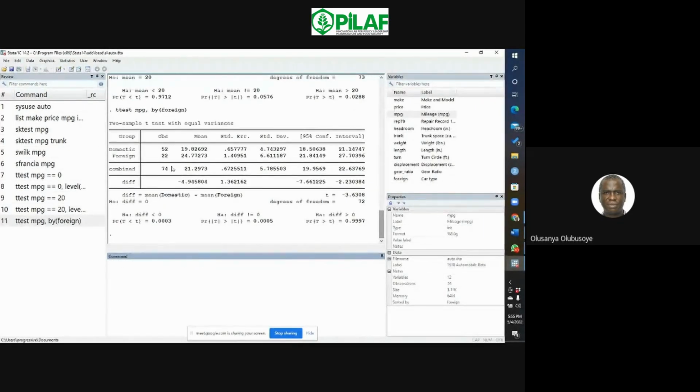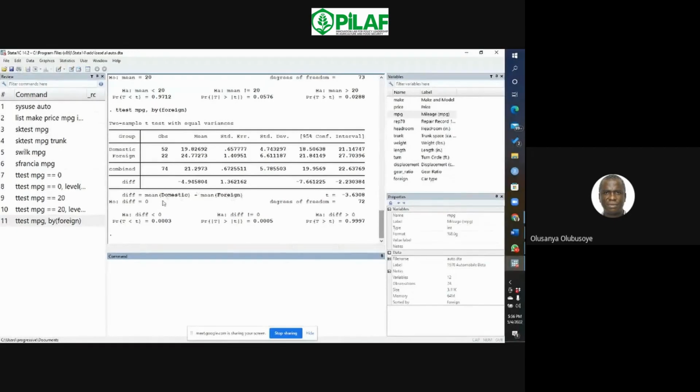So if you test here now, you can see in the domestic there are 52 values of MPG. In the foreign, there are 22 values of MPG. And of course, the combined number of observations is 74. So this is the mean for domestic and foreign, and these are the standard error and the standard deviation, both for the individual groups and the combined group, and so on. This is the confidence interval, and this is the difference between the mean of the domestic and the foreign.